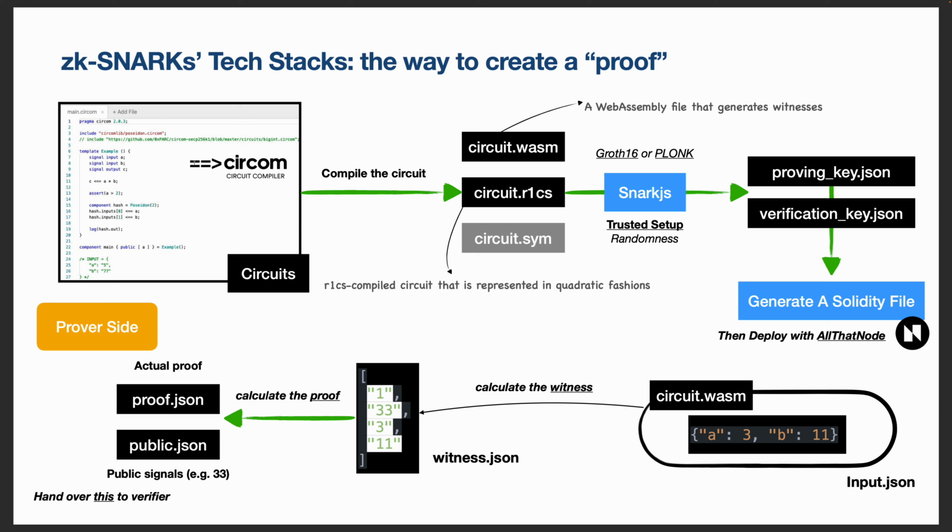Anyhow, after you put in some randomness by doing the trusted setup, you can compile your circuit.wasm into the proving_key.json and verification_key.json. By combining these, you can generate the Solidity file. You can deploy your Solidity file to a node, such as the one provided by this company. Okay, I'm just doing a bit of advertisement. Anyhow, you can deploy the Solidity file to the Ethereum network, which is there to verify the prover's input.